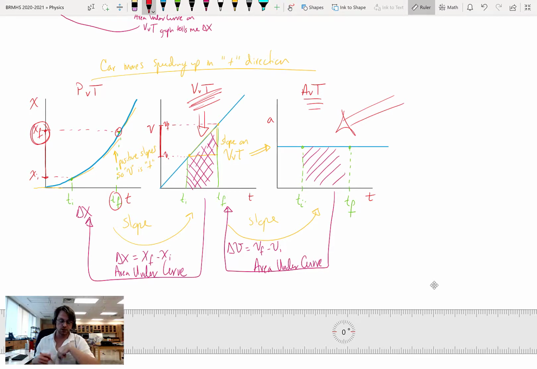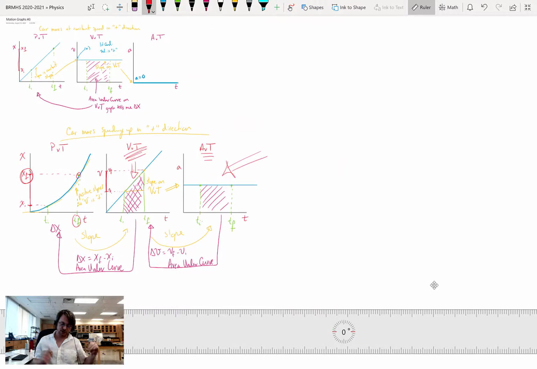All right, so now we've finally covered all three types of graphs. I hope that's been helpful. Go check out the online interactives that deal with interpreting and connecting graphs. They can be very, very helpful.